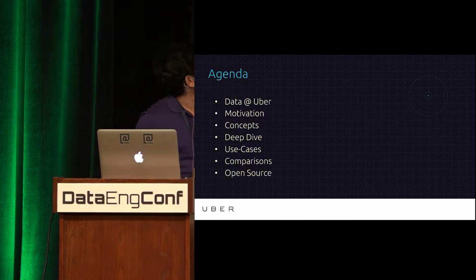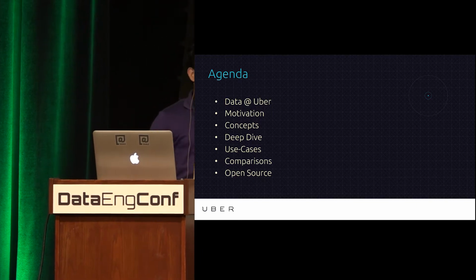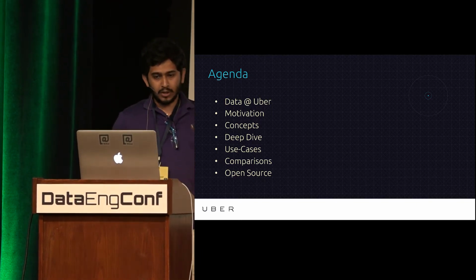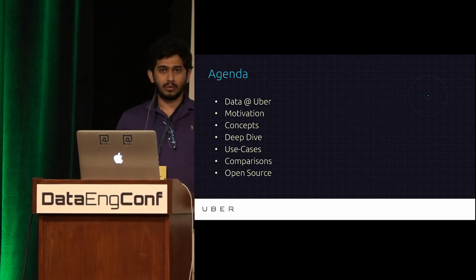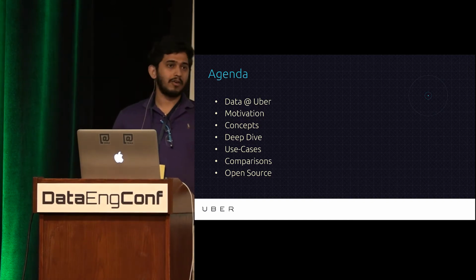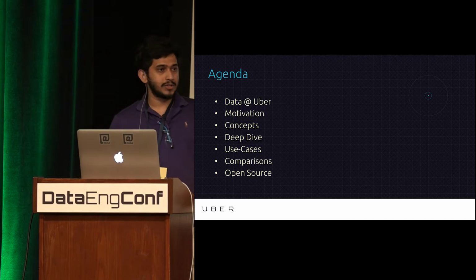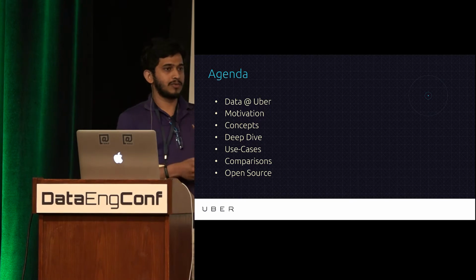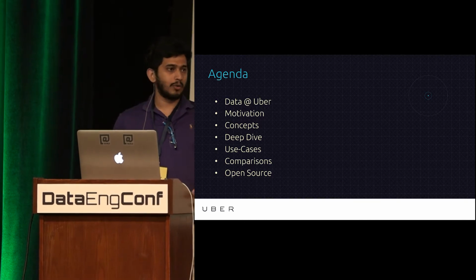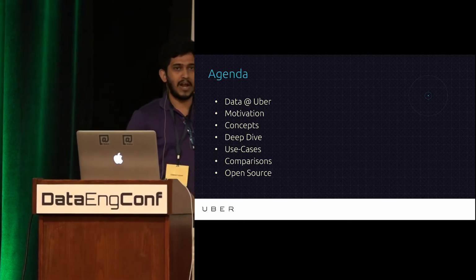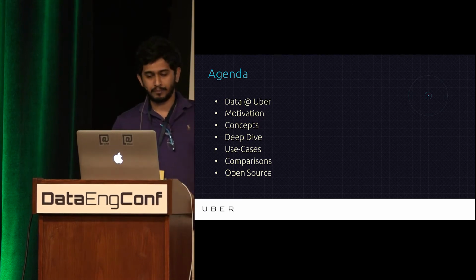Agenda for today. We'll do a quick tour of data at Uber, how we evolved, very short. Then we'll look into motivations for why we built this project, and get into some concepts that are key to the design of the project. Then a deeper dive into design and implementation. We'll look at a few use cases, what it can solve and what it solves at Uber. Finally, we'll compare and contrast with a few other approaches and data systems that already exist, and talk about open source generally: what plans we have, what the roadmap is, and how you can be a part of it.